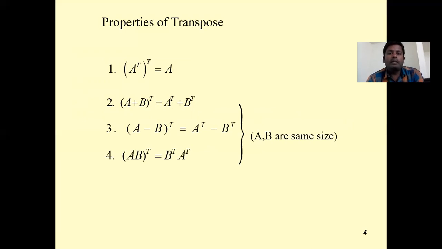Here you observe A, B are the same size. Same size means same order of the matrices, like a 2 by 2 matrix or a 3 by 3 matrix. Here K times A whole transpose is equal to K times A transpose. Here K is a scalar.